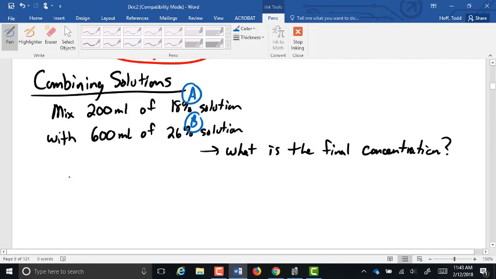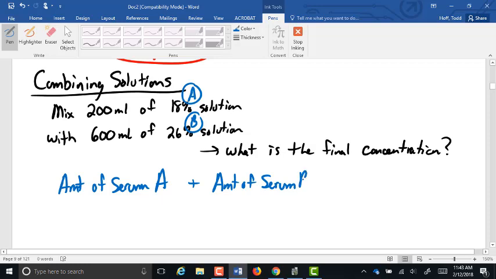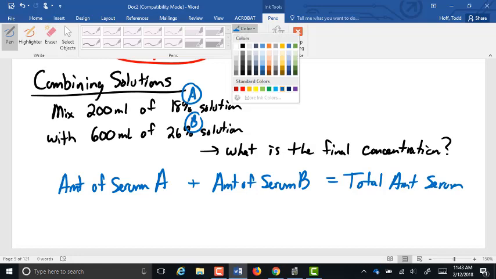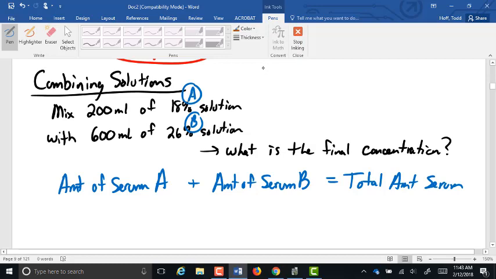And what we know is the amount of serum in solution A plus the amount of serum in solution B has to equal the total amount of serum because we're combining the two solutions. But the other thing we know, now we're going to make a slight assumption here, and that assumption is that we're using the same solute, that both of them are dissolved in water. We also know that the total volume of A plus the total volume of B has to add up to the total volume of the total mixture.